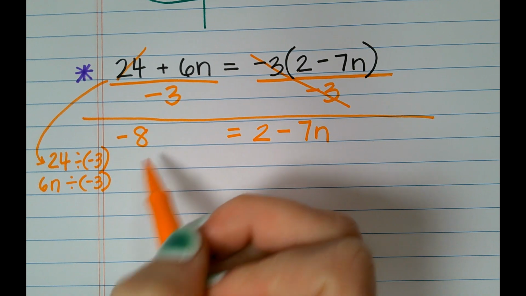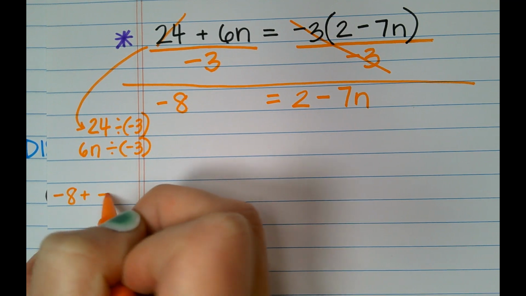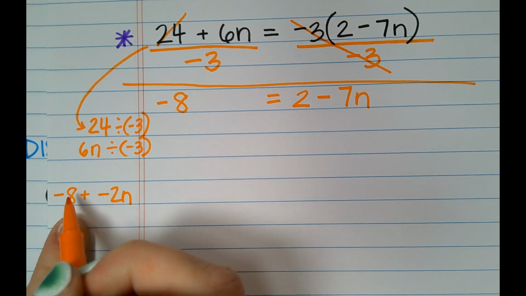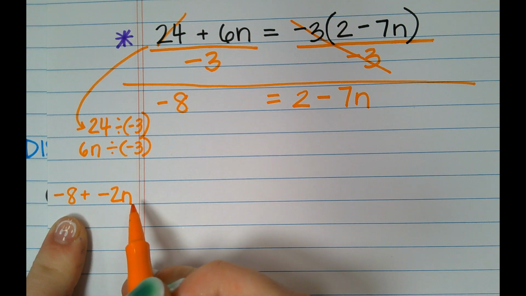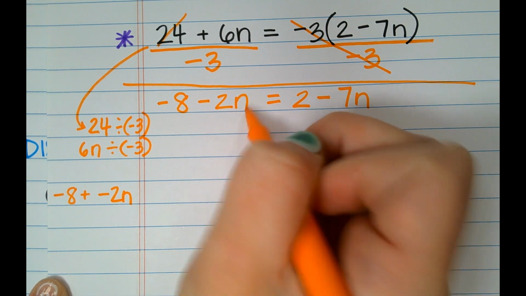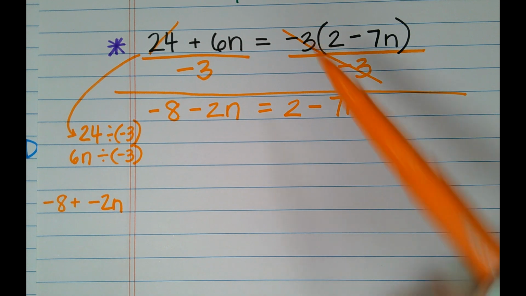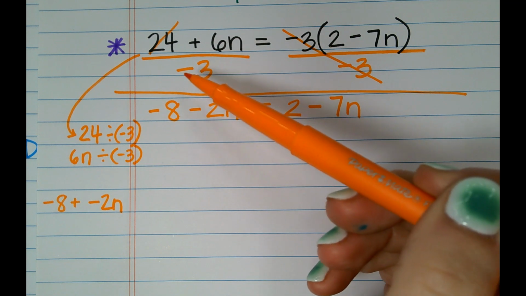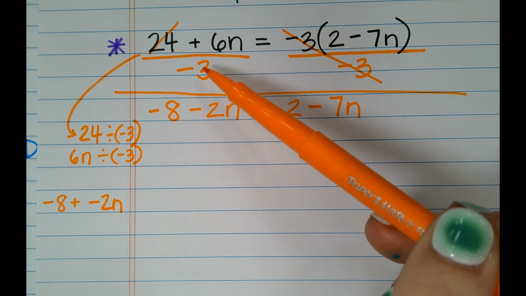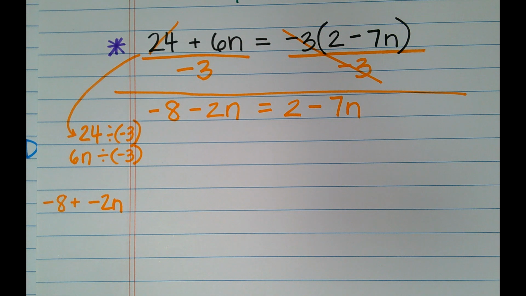So you can either do, I'll write it down here, negative 8 plus negative 2n, but I would recommend, remember this just means negative 8 and the negative 2n. I would get rid of the and sign. Negative 8 minus 2n. Okay. Because positive 6n divided by negative 3 is negative 2n. Positive 24 divided by negative 3 is negative 8.